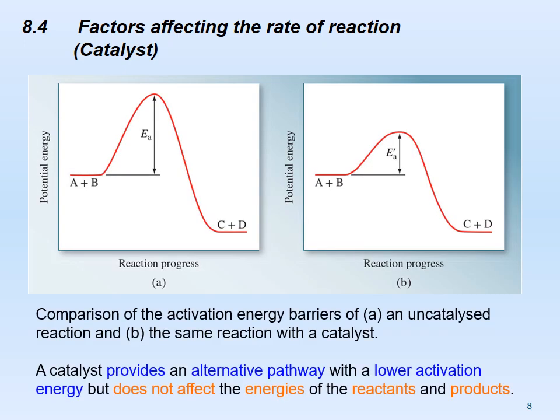Here is a comparison of the activation energy barriers of an uncatalyzed reaction and the same reaction with a catalyst. A catalyst provides an alternative pathway with a lower activation energy, EA, but does not affect the energies of the reactants and products. Note that we cannot say that a catalyst lowers the activation energy of a reaction. Rather, a catalyst provides an alternative pathway or a different route for reactants to take. In this new pathway, the activation energy is lower compared to the original pathway without a catalyst.